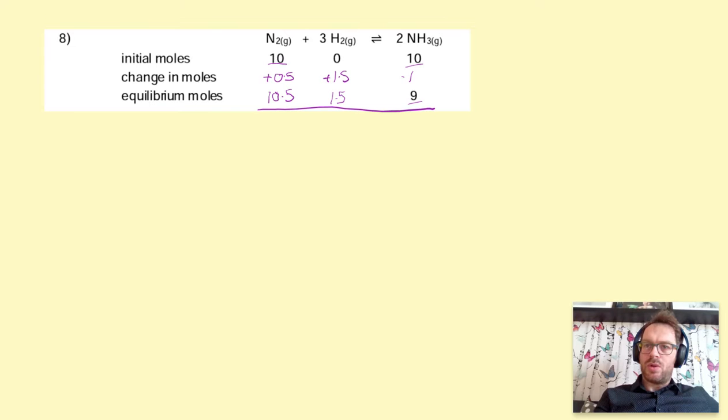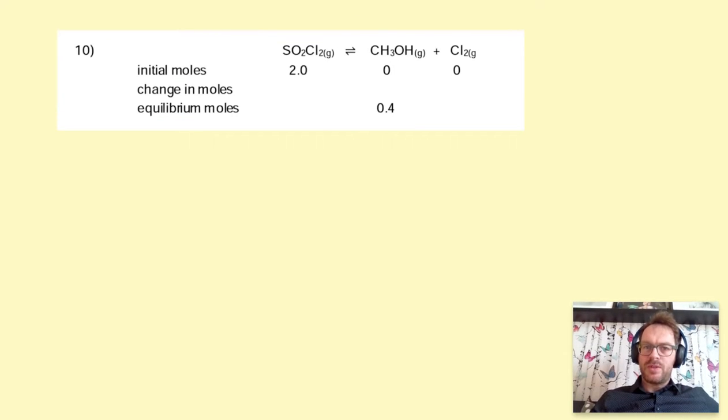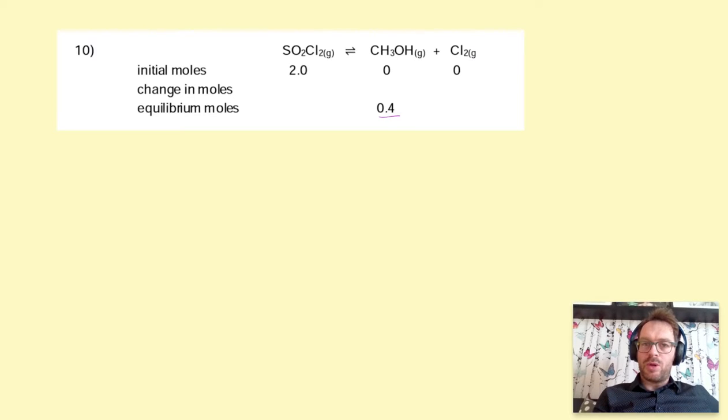Then a similar one next, same kind of idea. So again, pause it, have a go. So we've got 0.4 equilibrium of methanol. We have 2 moles of the SO2Cl2 as well. So what we need to do, we know that since we began with 0, we must have increased our moles of methanol by 0.4.